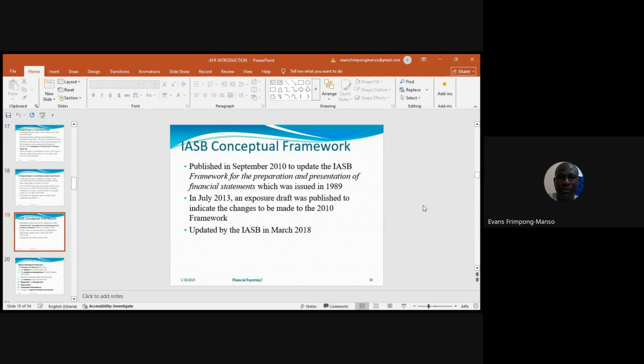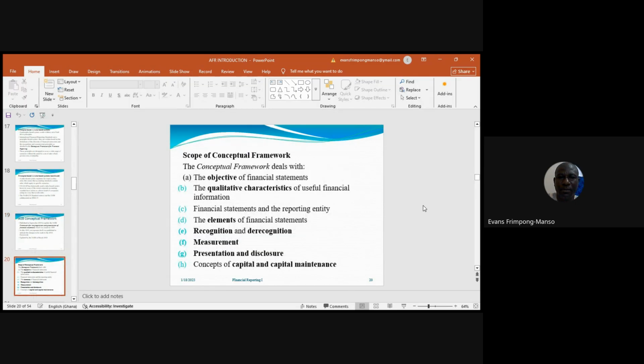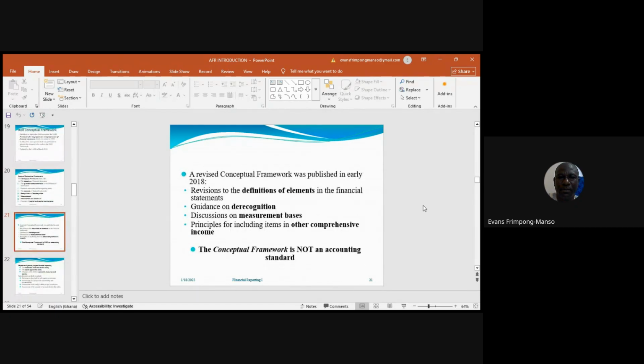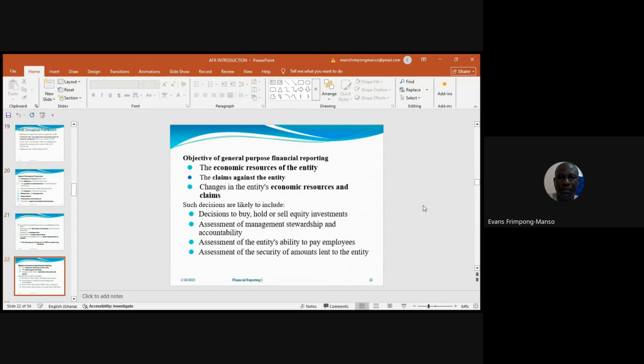And I mentioned earlier that what we are using now is the 2018 version of the conceptual framework. These are things that I mentioned earlier: the objective, qualitative characteristics, the elements, recognition, presentation, disclosure. These are the 6 things I mentioned earlier. So we are going to take them one after another.